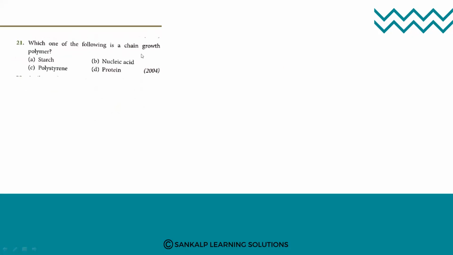Which one of the following is a chain growth polymer? A starch, B nucleic acid, C polystyrene, and D protein. What do you mean by chain growth? It involves a series of reactions where the reacting molecules have either free radicals or ions, so that it undergoes a chain reaction. The must condition is that it should contain a double bond. So for a chain growth polymer, that is addition, polystyrene.